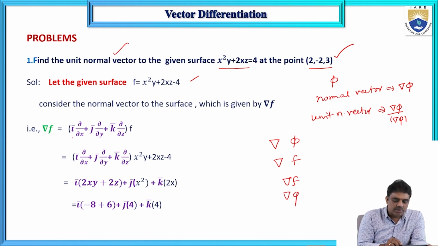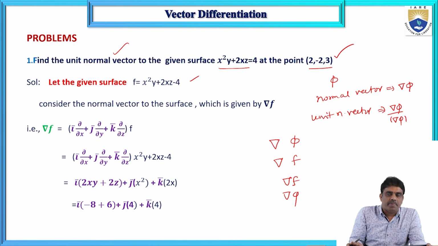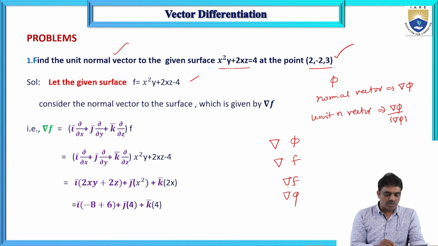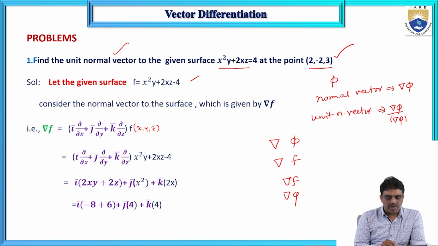Del is the differential operator, which is i bar dou by dou x plus j bar dou by dou y plus k bar dou by dou z, of the function f. F is a scalar function, f of x, y, z. And f of x, y, z here is given: x square y plus 2xz minus 4. So now operate i bar into dou by dou x on the entire function.